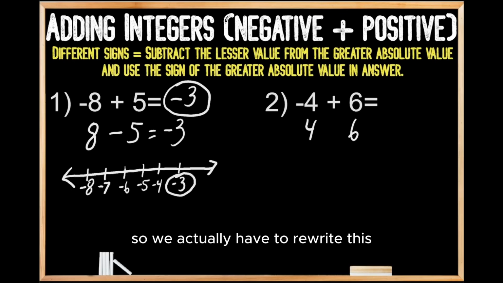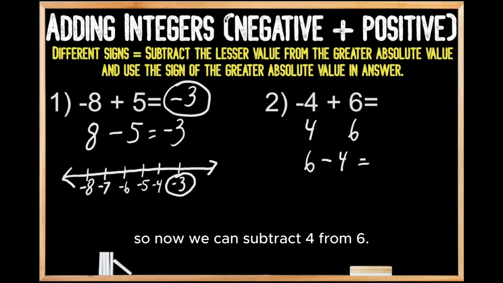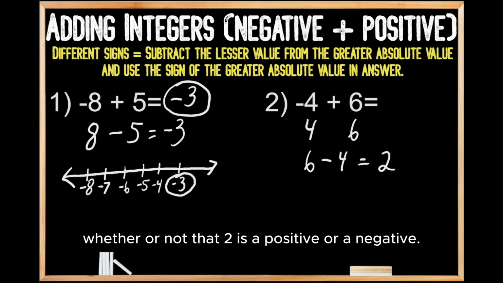So we actually have to rewrite this in order for us to solve this problem. We need to swap positions. Our 6 needs to come first and our 4 needs to come second. So now we can subtract 4 from 6. When we do that, we're left with 2, so we're going to write our 2, and now we just need to figure out whether that 2 is a positive or a negative.